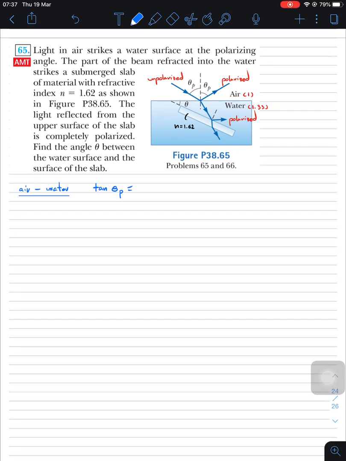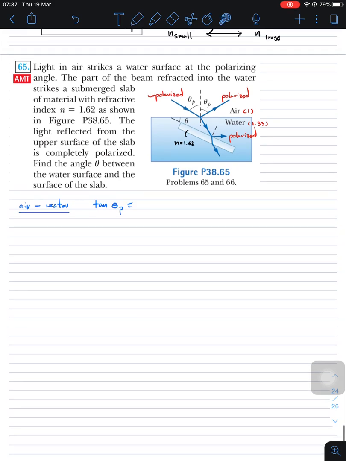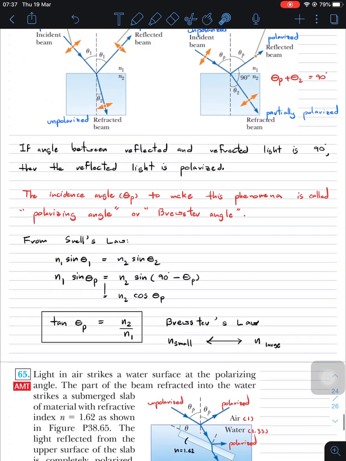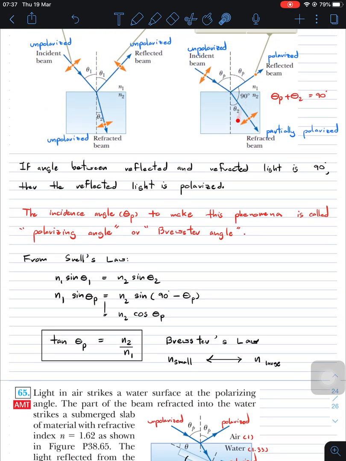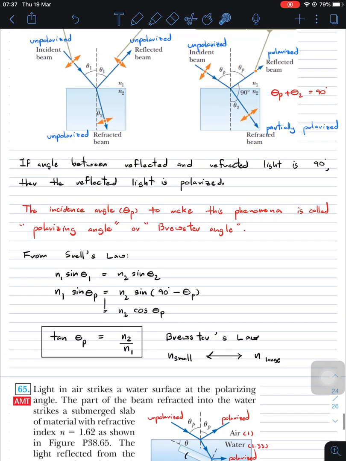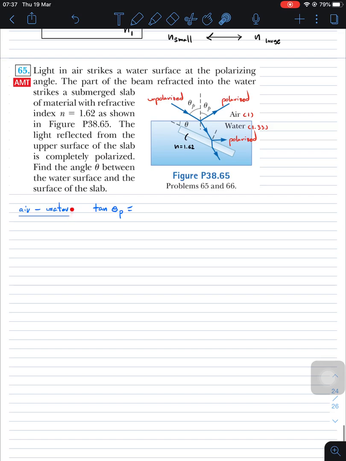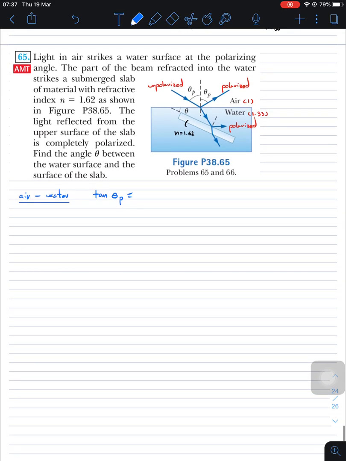Okay, we have the tan theta p equal to, from equation, the n2 over the n1. N2 is the medium that the light is passing through. N1 is the medium that the light is incident on, right? So it means that in this case, the n2 must be the water and the n1 must be the air. So we have the water to be 1.33, right? And the air to be equal to 1.